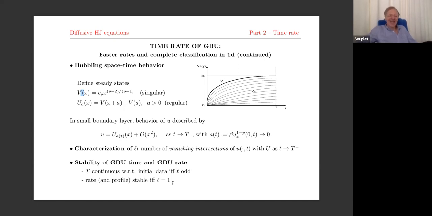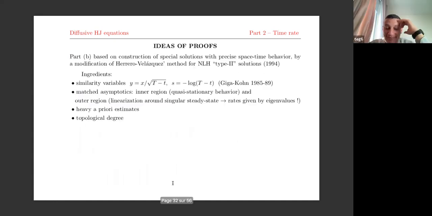Let me give a short sketch of proof. Unfortunately, if I want to have some minutes for the Liouville theorem, I should speed up a little bit.